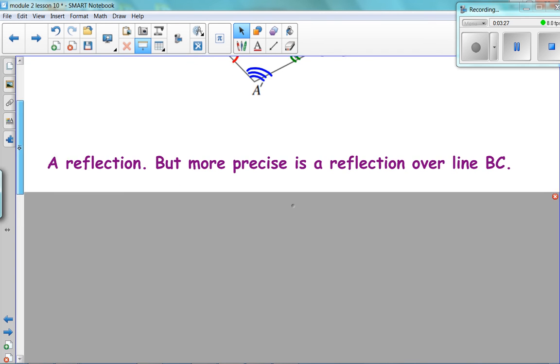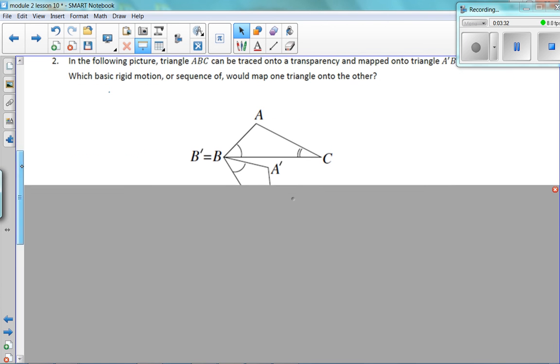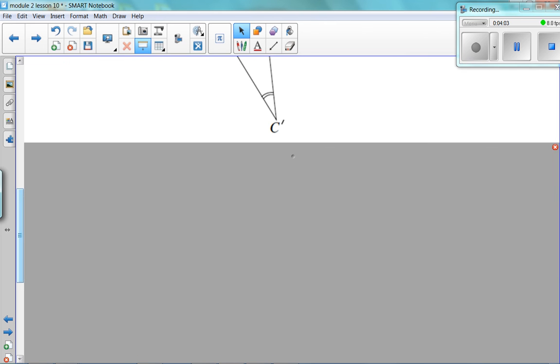So now let's look at question number 2. Question number 2 says, in the following picture, triangle ABC can be traced onto a transparency and mapped onto triangle A prime, B prime, C prime. Which basic rigid motion or sequence of would map one triangle onto the other? And here this triangle has the markings again also. Well, I think it's obvious if you played with your transparency and moved it around a little bit, that if you rotate the triangle, you would map one onto the other. So that would be an answer.